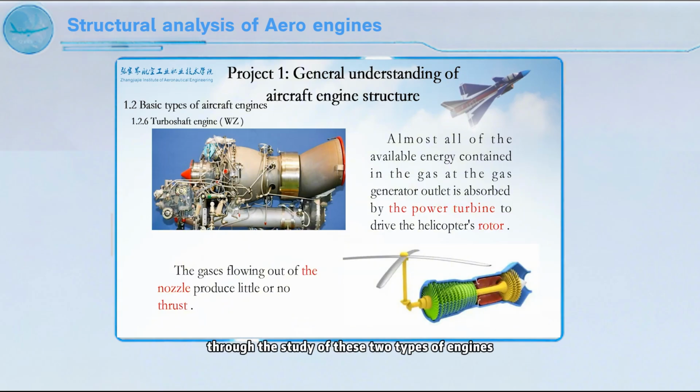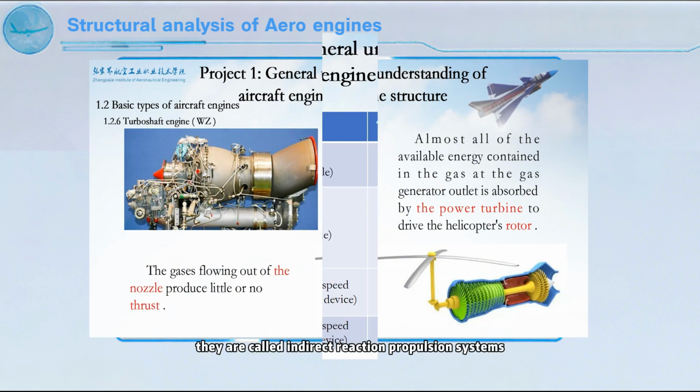Through the study of these two types of engines, we can find that they both convert the pressure energy and kinetic energy of the airflow into rotational mechanical energy first, and then drive the reducer, propeller, or rotor to generate pulling force to drive the aircraft. Instead of using the reaction force directly generated by the airflow as thrust, they are called indirect reaction propulsion systems.